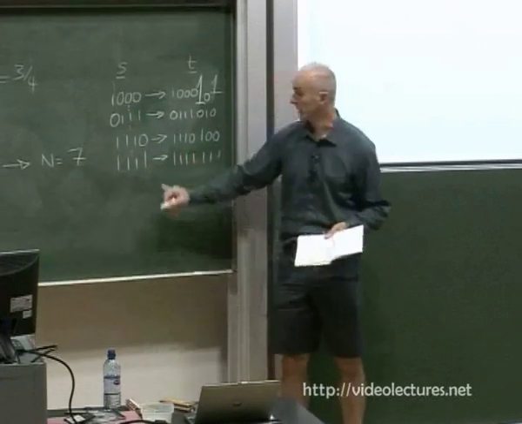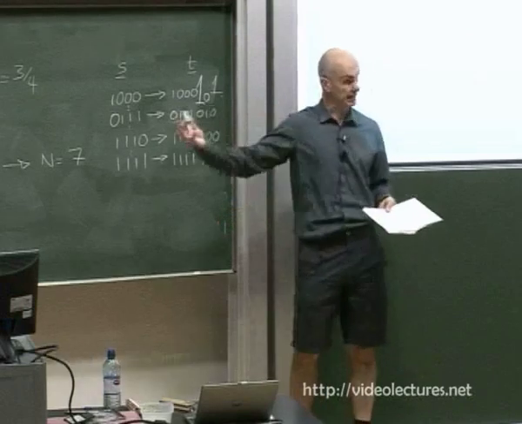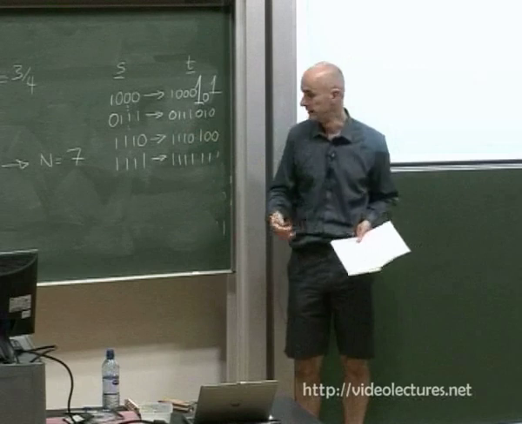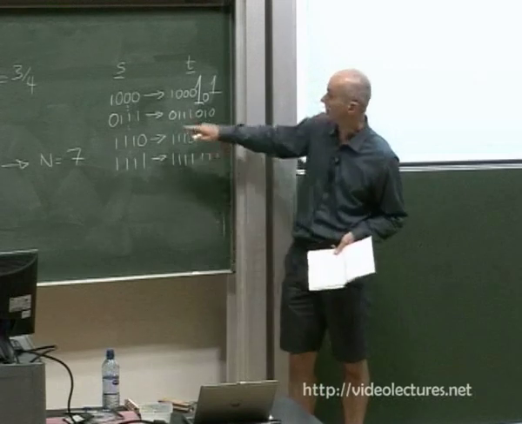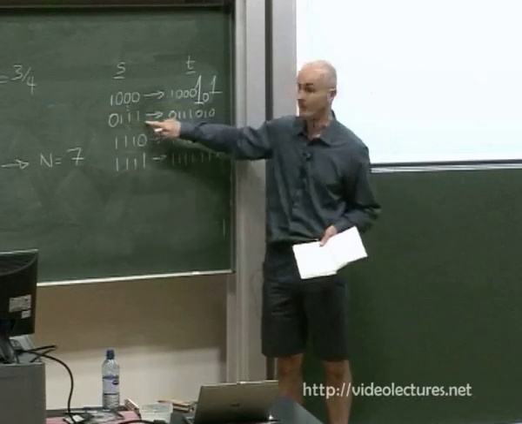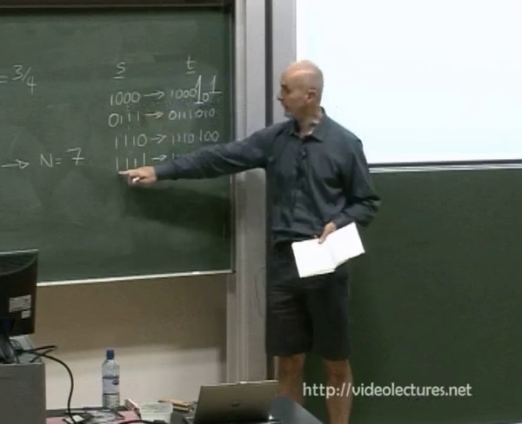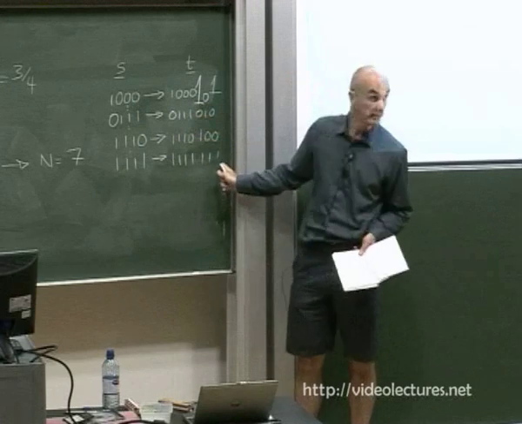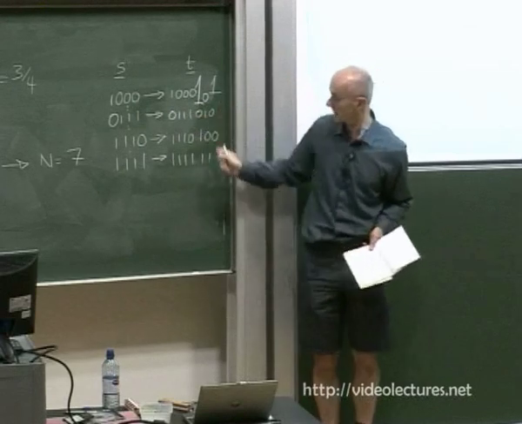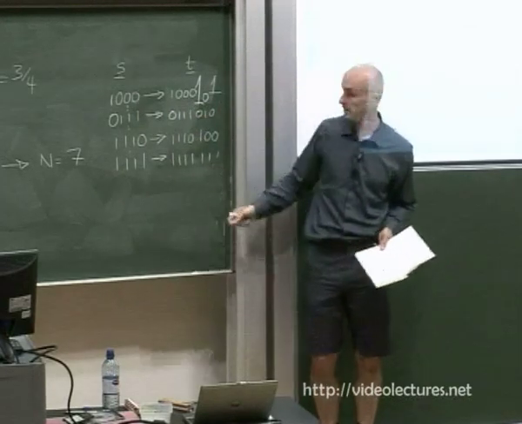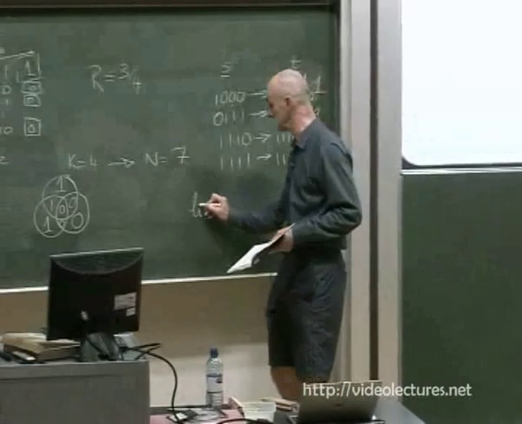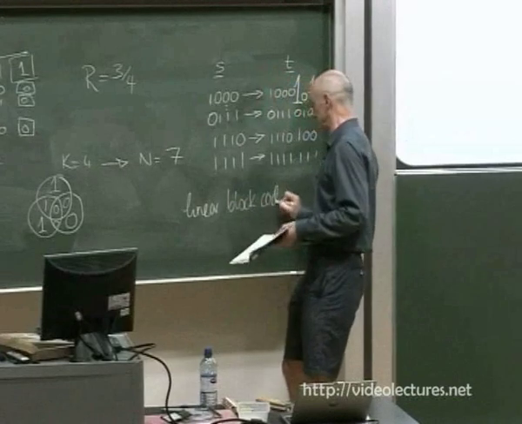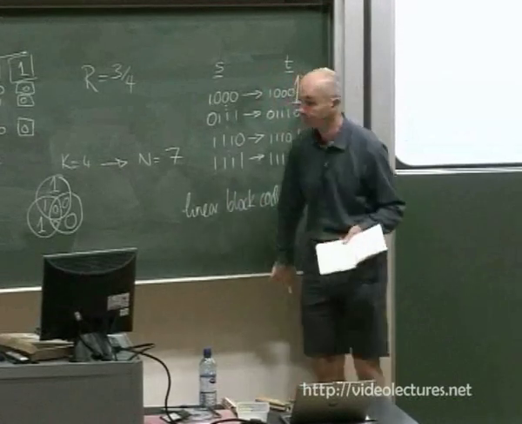And one way we could have got this is that all of these particular encoding operations we're doing here are linear. They involve modulo 2 addition, which is a linear operation. And we could have noticed 1000 and 0111. You add them and you get 111. So we can add this to this and get this. So these two code words added gives you that code word. So this is an example of what's called a linear block code. We don't have to do that, it's just an example of one.